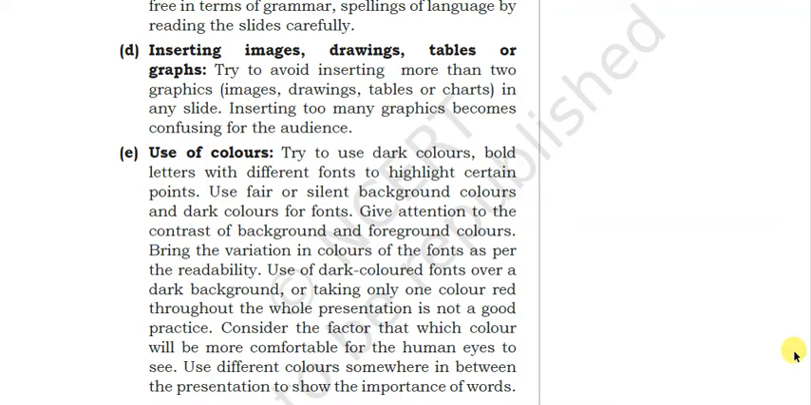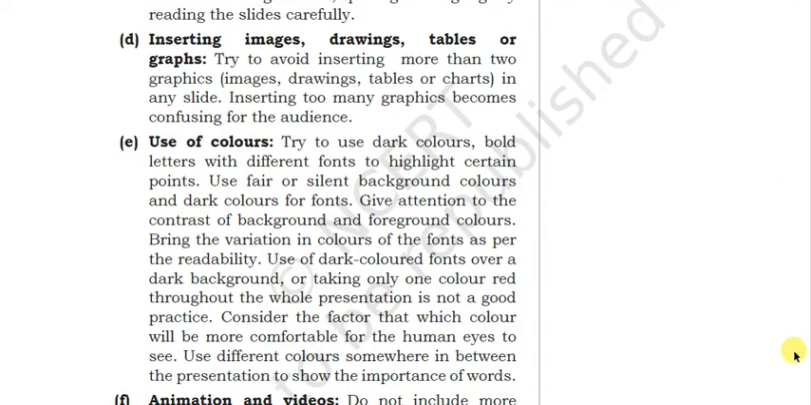Next point is use of colors. Try to use dark colors, bold letters with different fonts to highlight certain points. Use fair or silent background colors and dark colors for fonts. Give attention to the contrast of background and foreground colors. Bring the variation in colors. Use of dark colored fonts over a dark background or taking only one color red throughout the whole presentation is not a good practice. So you should change the color combination. Consider the factor that which color will be more comfortable for the human eyes to see.